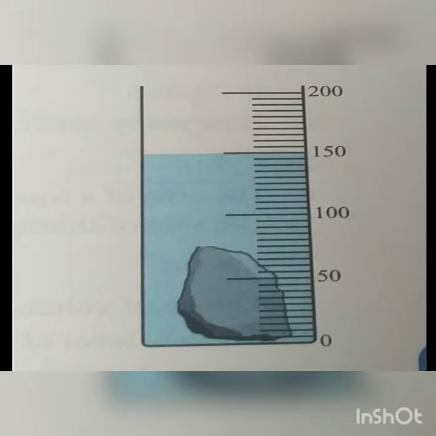So in order to find out the volume of this stone, what do we have to do? Earlier the measurement of the water level was 100. Now it rose to 150. So if we subtract this volume, we'll get the volume of the solid, or the stone alone.